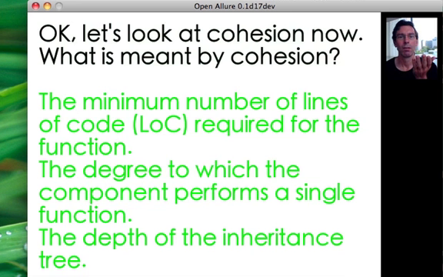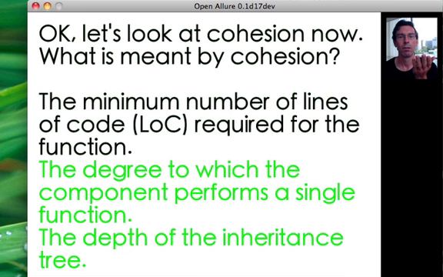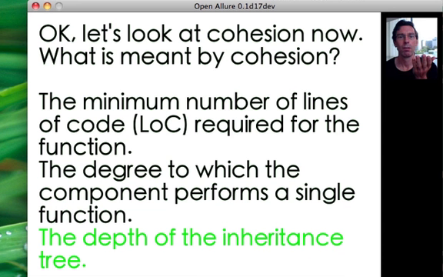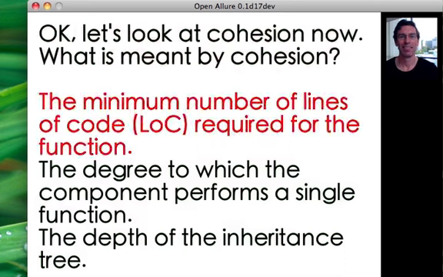Okay, let's look at cohesion now. What is meant by cohesion? The minimum number of lines of code required for the function, the degree to which the component performs a single function, the depth of the inheritance tree. No, that's not it, and in any case, the minimum number of lines will depend on the language you are using. That's exactly it. Nice answer.